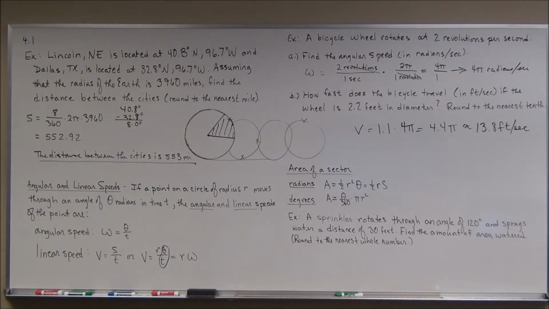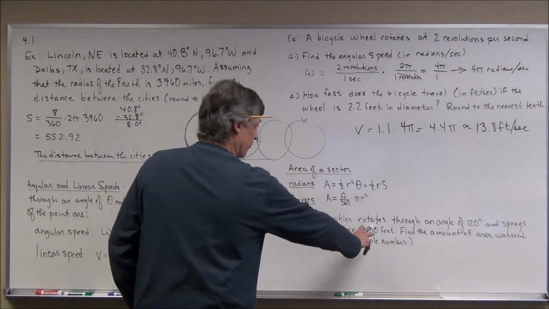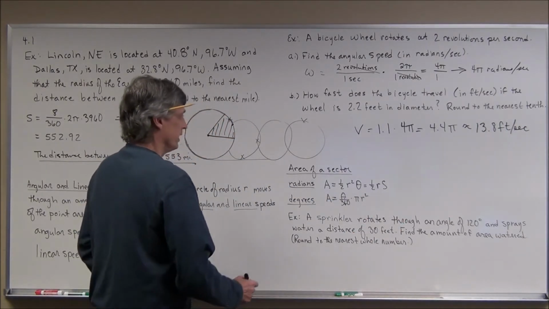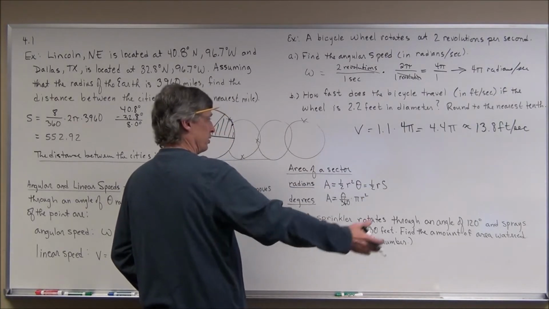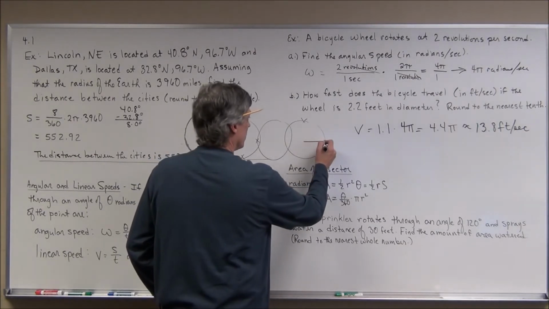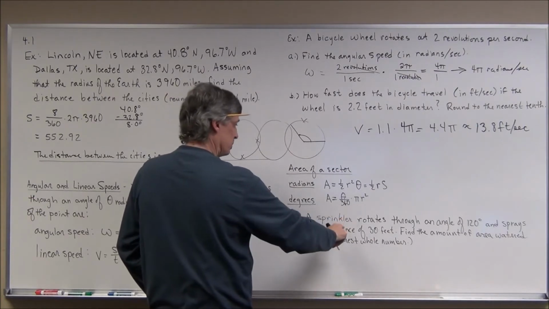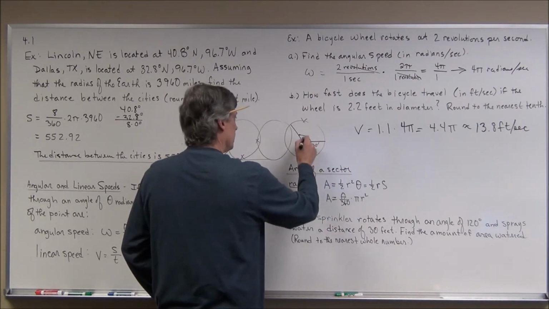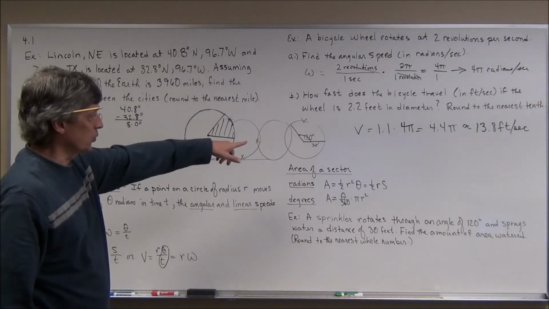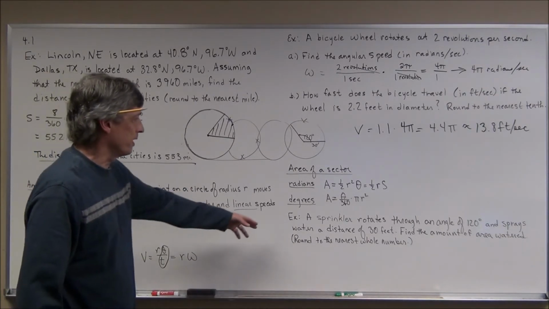Now we have an example here. It says a sprinkler rotates through an angle of 120 degrees and sprays a distance of 30 feet. To find the amount of area watered. Well, what we have here is a circular shaped sprinkler. You know what I'm talking about here in Las Vegas anyway. And the sprinkler is going to go through about 120 degrees like this, and it sprays out a distance of 30 feet. So the angle of my sector is 120 degrees, and of course the radius here is going to be 30 feet based on this measure.